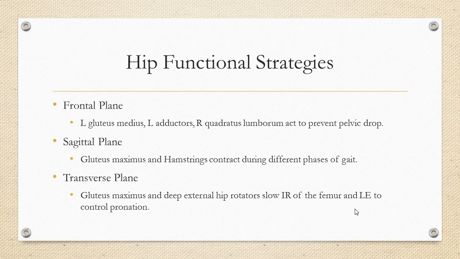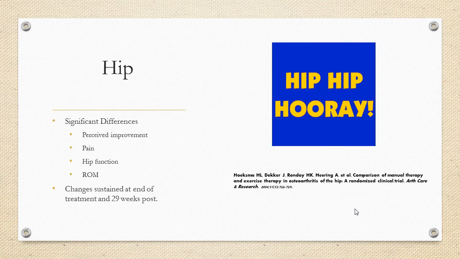Within the sagittal plane, the gluteus maximus and hamstrings will contract at different phases of gait, often decelerating the lower extremity before foot strike. Within the transverse plane, the gluteus maximus and deep external hip rotators will slow internal rotation of the femur and the tibia to control pronation. And we'll go into this more in depth as we go through the presentation.